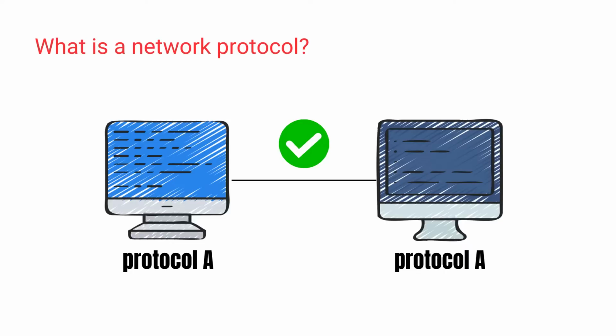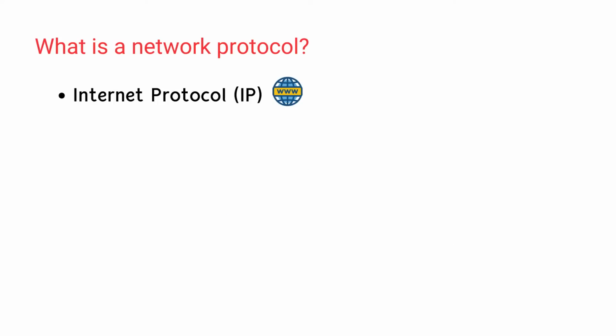Without going into details, I would like to give a few protocol examples. We will learn the details of these and many similar protocols in the following videos of the playlist. For example, the Internet Protocol allows devices on the network to identify each other and direct data to the correct address. Each device connected to the Internet has its own IP address.